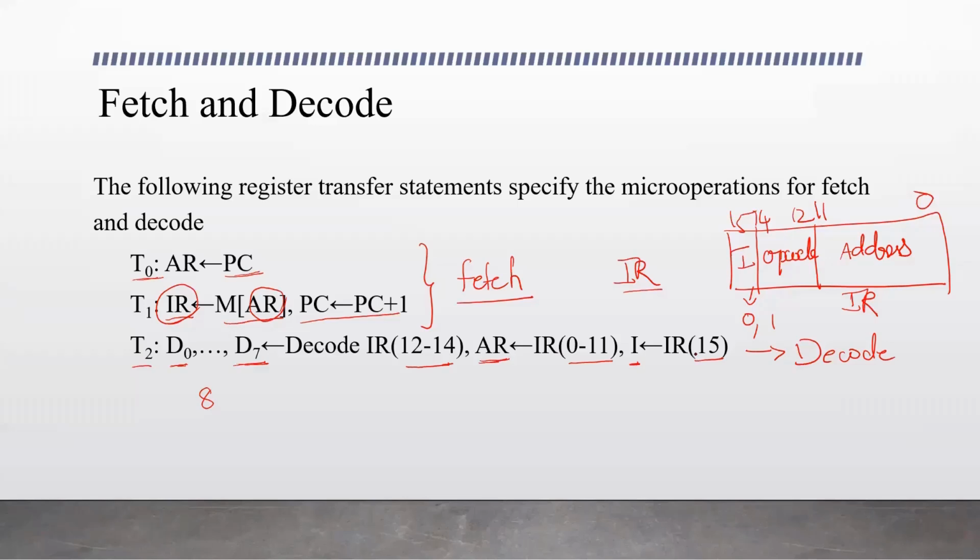And the third micro operation in the decode phase is moving the 15th bit. The 15th bit represents the address type. The value may be 0 or 1. That is moved to register I for finding the type of the address. These are the 3 micro operations: decoding the operation, storing the address in AR, and getting the 15th bit, the address type, in register I.